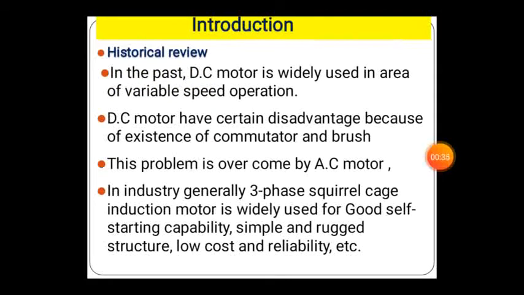First we will discuss the introduction part of this lecture. From a historical point of view, in the past the DC motor was widely used in the area of variable speed operations due to its good starting torque characteristic. But the DC motor has certain disadvantages because of having a commutator and brush. So this problem is reduced by induction motor drives. In industry generally, the three-phase induction motor is widely used due to good self-starting capability, simple and rugged structure, low cost and reliability, etc.